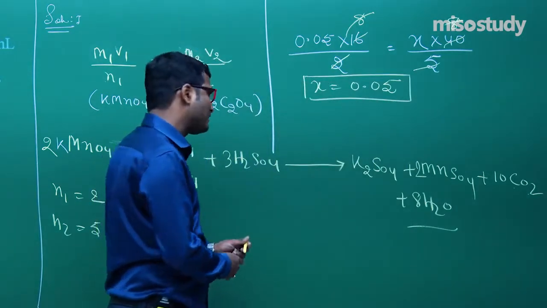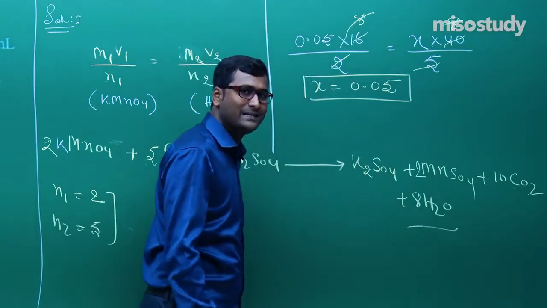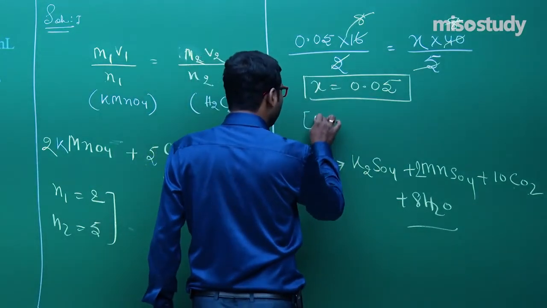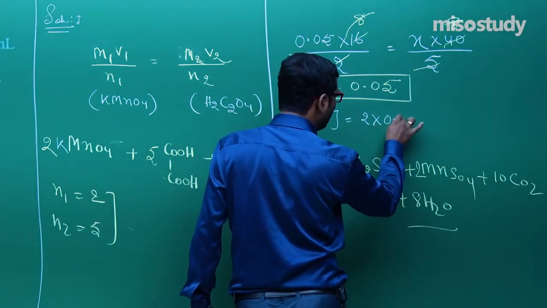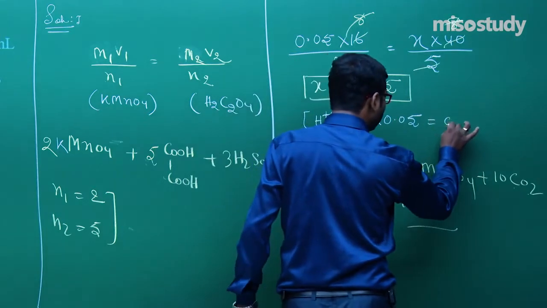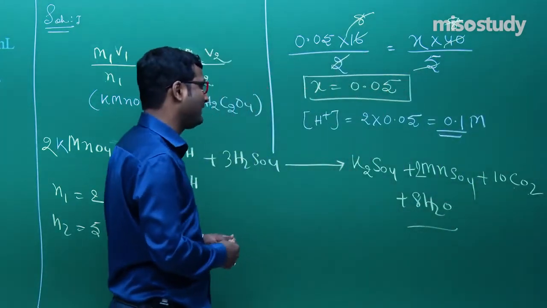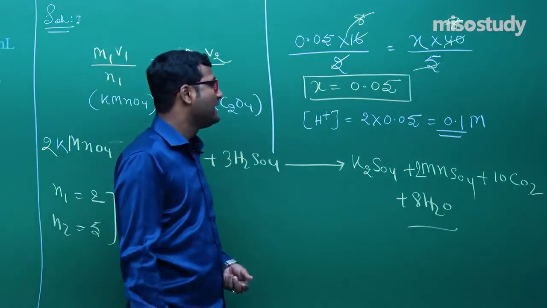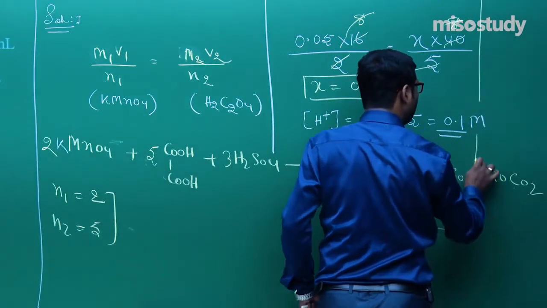Clear to you? As we know, oxalic acid is a dibasic acid, so the H plus ion concentration will be 2 into 0.05. Clear? So the H plus ion concentration is 0.1 molar. Definitely the H plus ion concentration is 0.1 molar.